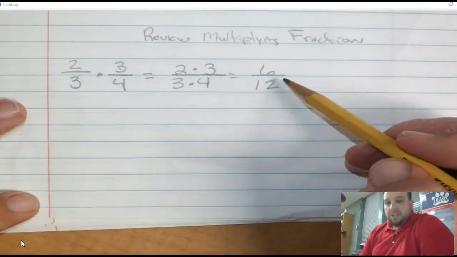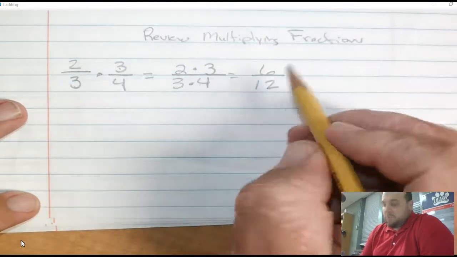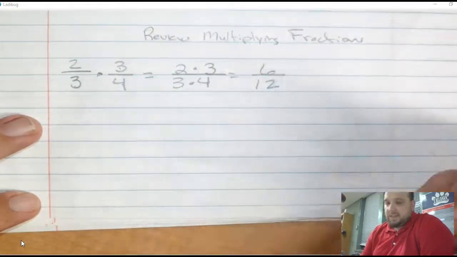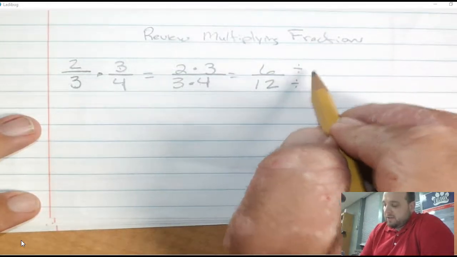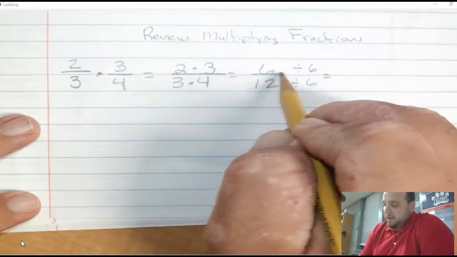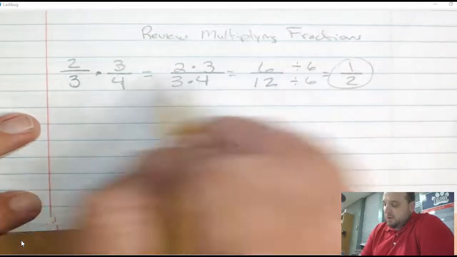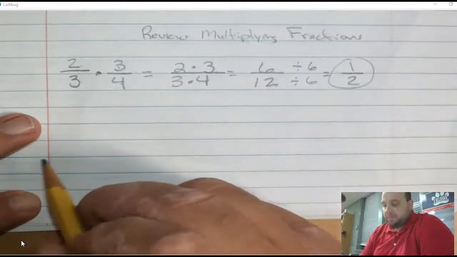This is a fraction that can be simplified into simpler terms because a number goes into both of these. A number that goes into both 6 and 12 would be 6. 6 is the largest number that goes into both. So what I can do is divide each of those by 6. And when I take 6 divided by 6, I get 1. 12 divided by 6 equals 2. So 2/3 times 3/4 is equal to 1/2.